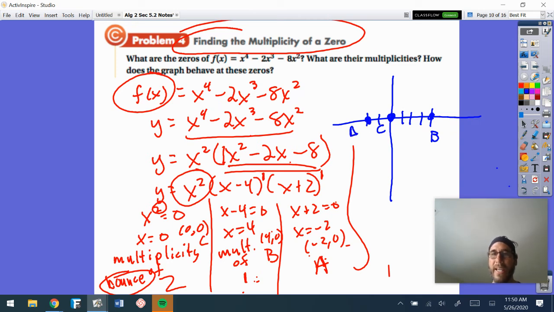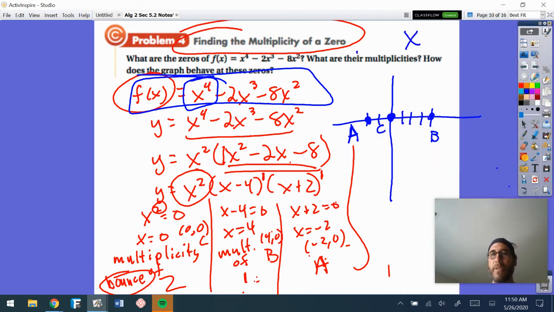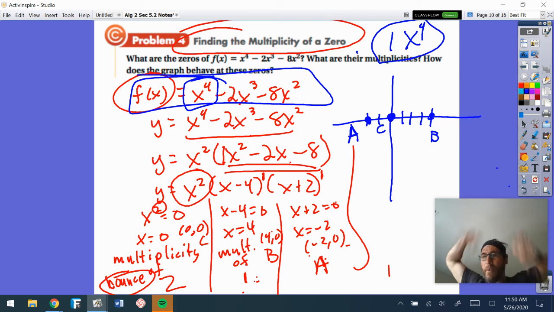All right, now what the heck happens? Well, I need to know the leading term. Oh, sweet. I don't even have to think about it. The leading term is right there. The leading term is 1x to the fourth. Now, oh my gosh, that's even. So they both go up or they both go down, and here they both go up because the 1 is positive. All right, so they both have to go up. So I like to cheat. So it's got to start up. It's got to end up. That's the first thing I like to do.